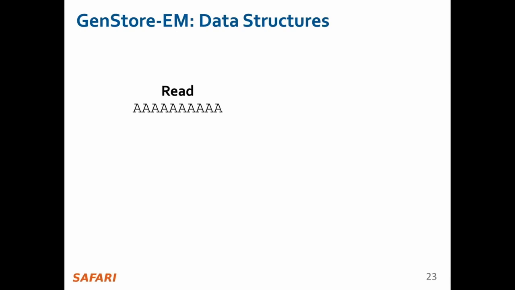Now let's look at the key idea of GenStore-EM with a simplified example in which each short read consists of 10 characters. Usually a short read is a few hundred characters, let's say 150 or around that range. But for simplicity, I'm just going to use a read data set where each read has 10 characters.